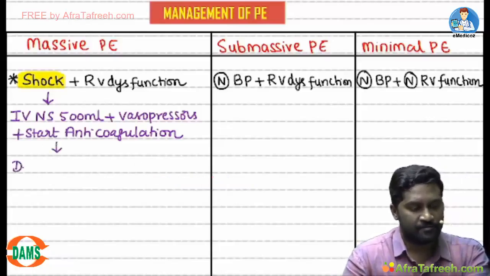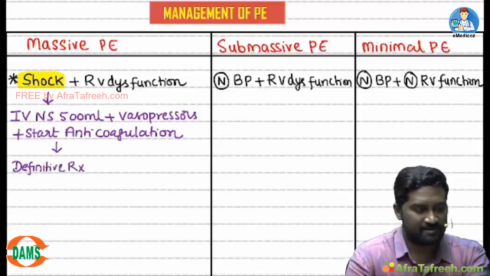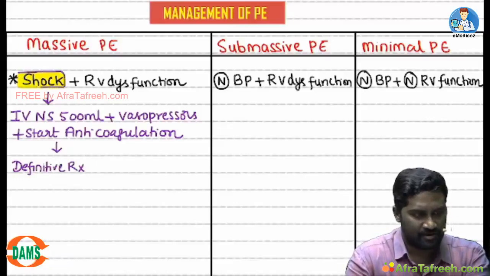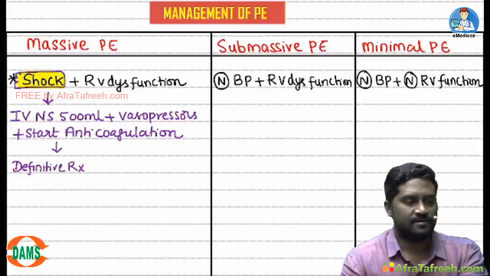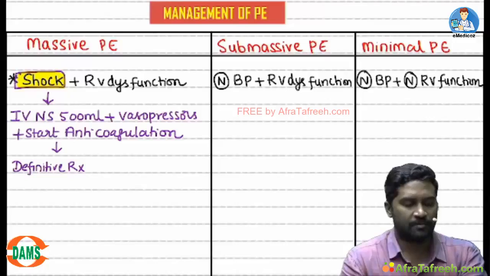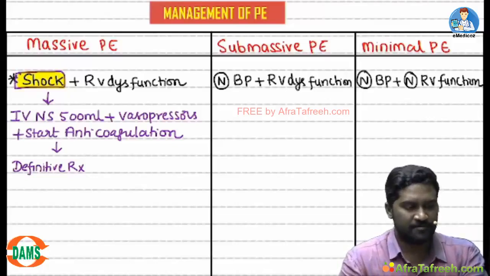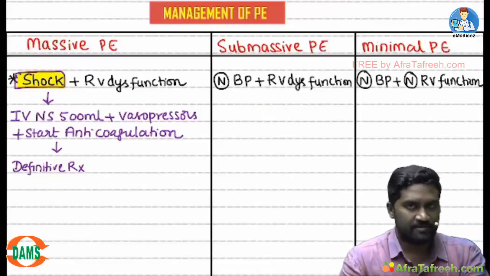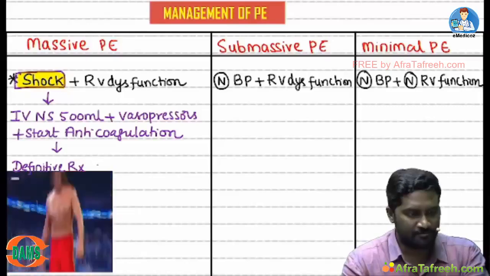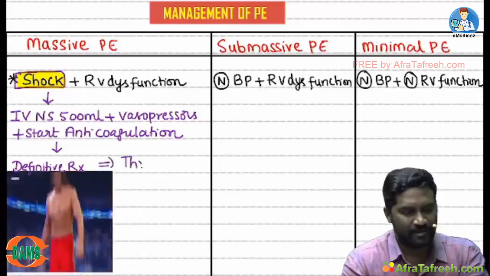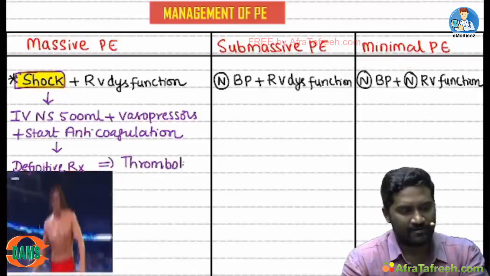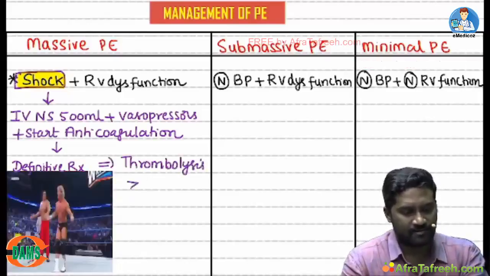When they ask you what is the definitive treatment, this patient is with shock, and there is a big thrombus occluding pulmonary circulation. Definitive treatment is bringing the perfusion back to that vessel. That is reperfusion treatment in the form of breaking the thrombus. That is thrombolysis. If thrombolysis is not possible, the next option will be surgical embolectomy.